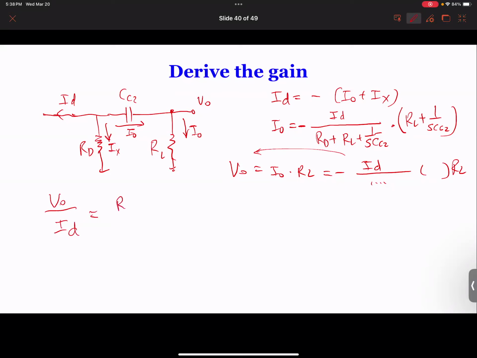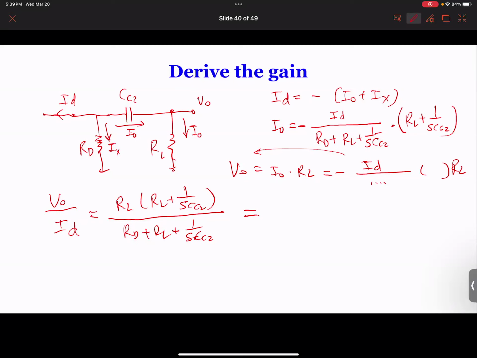It's going to be RL times (RL plus 1 over S CC2) divided by (RD plus RL plus 1 over S CC2). We can manipulate this again mathematically, for example, multiply S CC2 on both numerator and denominator, and we can also take this out. So eventually we'll get this expression. Let me show you the expression.